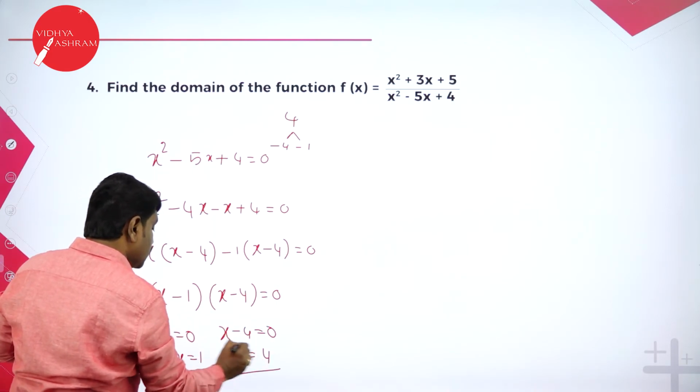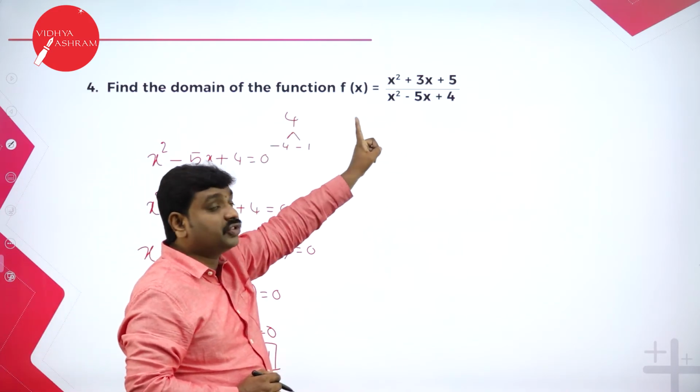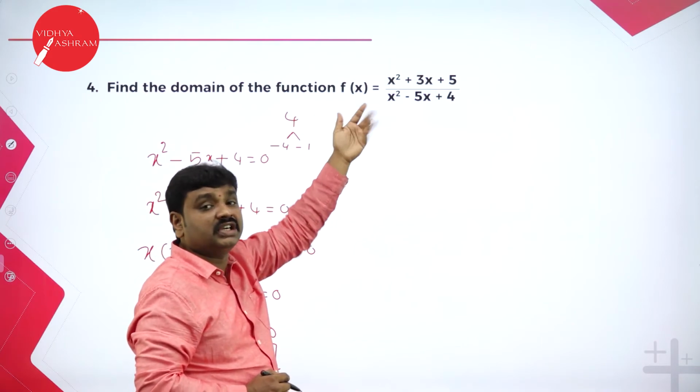My dear students, at x is equal to 1 and 4, the denominator becomes 0. Denominator should not be 0. If the denominator is 0, the function does not exist.